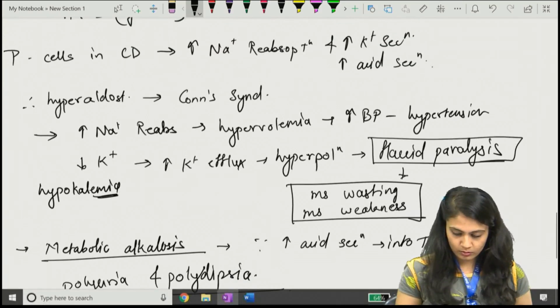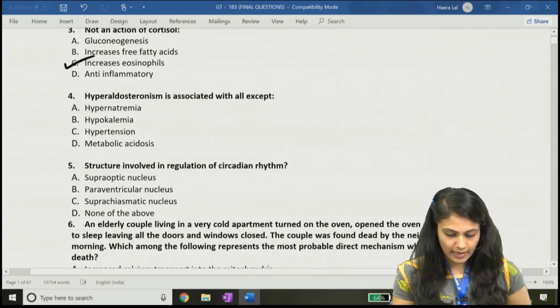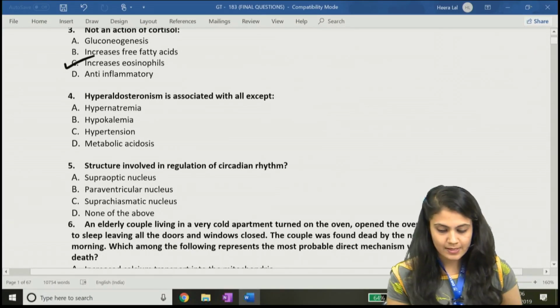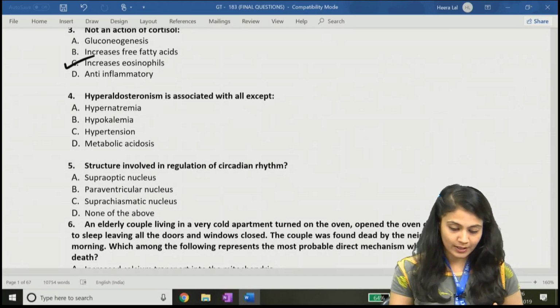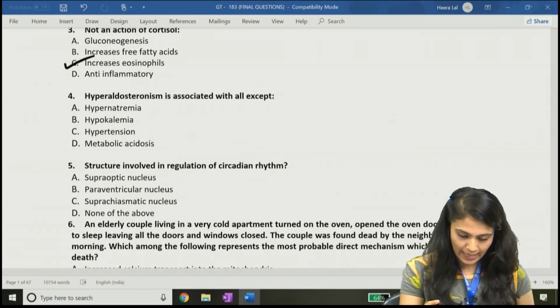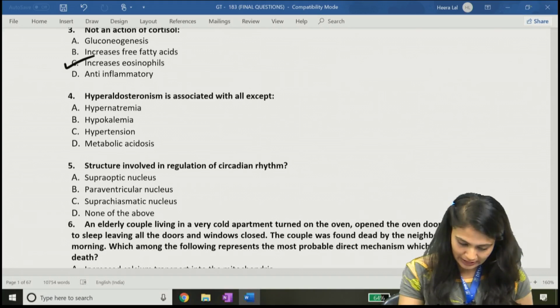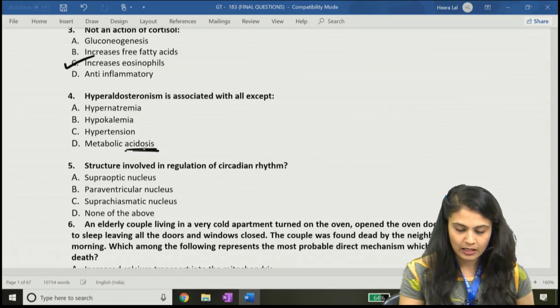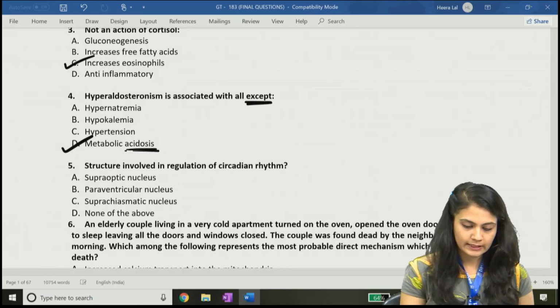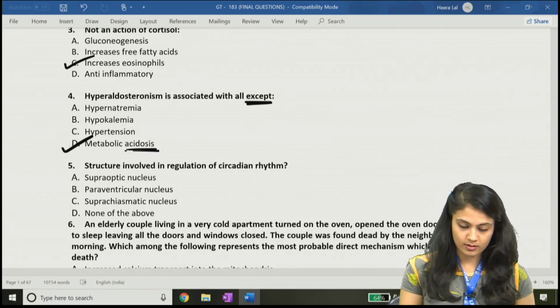Okay, so over here they ask: hyperaldosteronism is associated with all except. They ask about the exception. As we know, hypernatremia, yes, hypokalemia, hypertension, it also causes, but it causes metabolic alkalosis, not acidosis. So the answer to our question is D, metabolic acidosis.